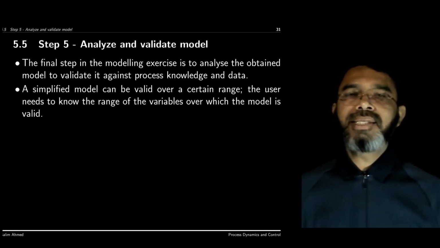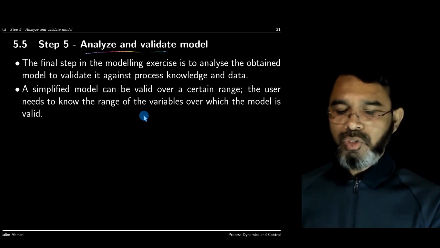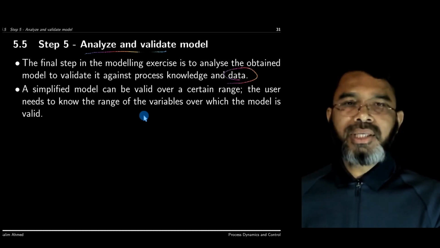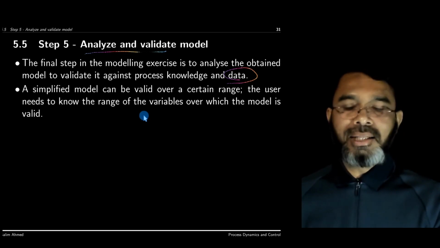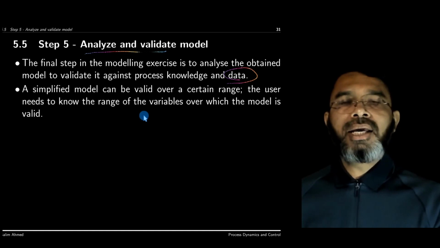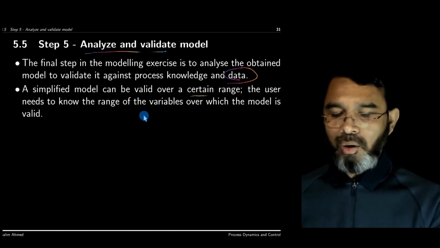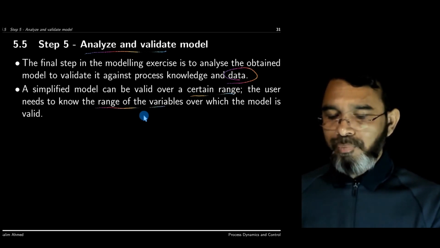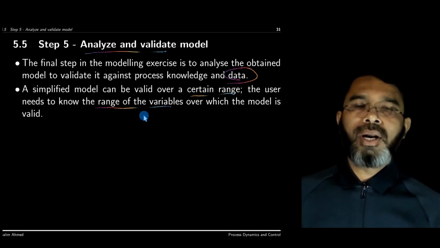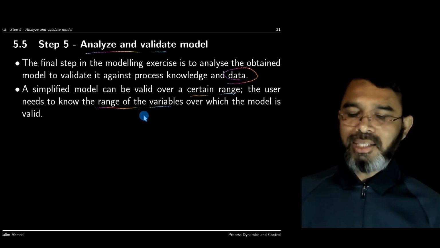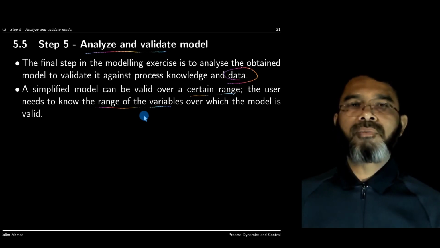And finally, you need to analyze and validate the model. This validation often may require process data and process knowledge as well. So using the data, we can validate the model by comparing the process data and the prediction from the model. Remember that a simplified model remains valid over a certain range of operation only. So the user needs to know the range of variables over which the model is valid. If you develop a model for one range and try to use it for another range of the process variable, the model may not be valid and the prediction can be very different from the real process behavior.